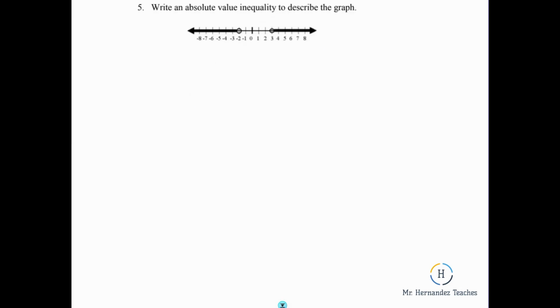Number 5, write an absolute value inequality to describe the graph. So we just did this in a word problem, but now we're going to do this right here. So we need to find a value that's in the middle. So it looks like right here, 0.5 works. So that's my middle number. We want to find that tolerance. So that's going to be 1, 2.5 in either direction.